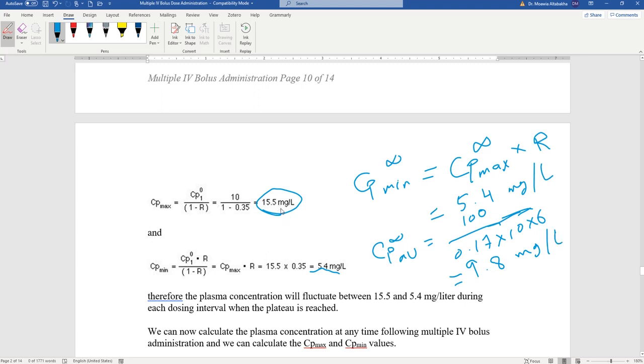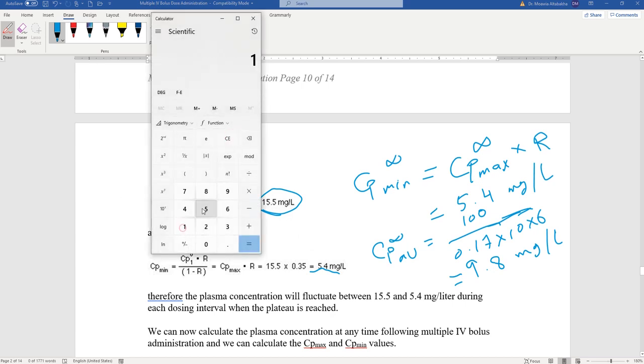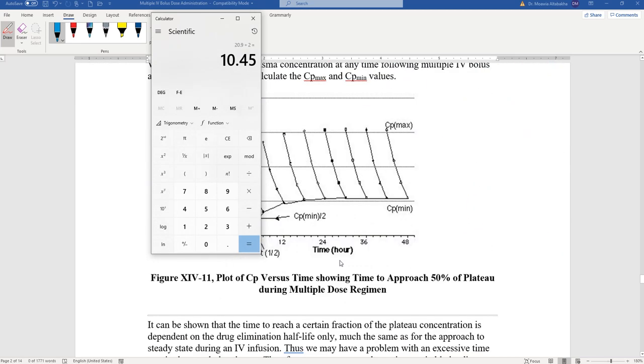Now look, if I add these together and divide them by 2, 15.5 plus 5.4 divided by 2, you will get 10.4, which is higher than what you have here. So yes, they are close. They are in between the maximum and the minimum. The accurate one is this one. The CP average equation is very, very important because it applies to all routes of administration.